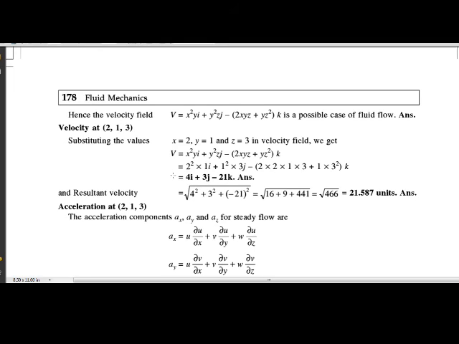With the help of this velocity vector we can find out the resultant velocity. The formula for this is the square root of u² + v² + w². Here u = 4, v = 3 and w = −21. After solving these, we get the final answer for the resultant velocity as 21.587 units. This is the resultant velocity.